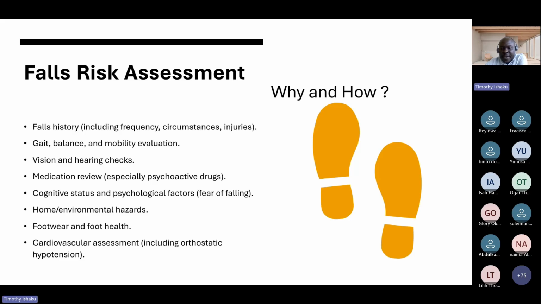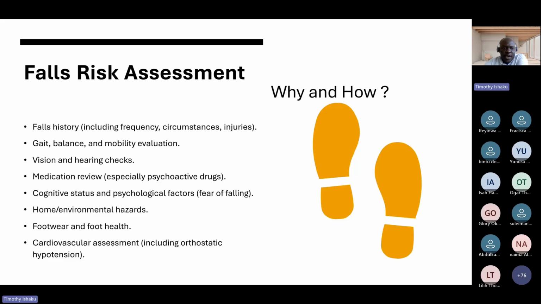People mention medication. I'm not a medication reviewer, but sometimes it's just the medication the person is on, and it can increase the person's risk of fall. So by just reviewing the medication, it is highly likely that it can be taken care of.